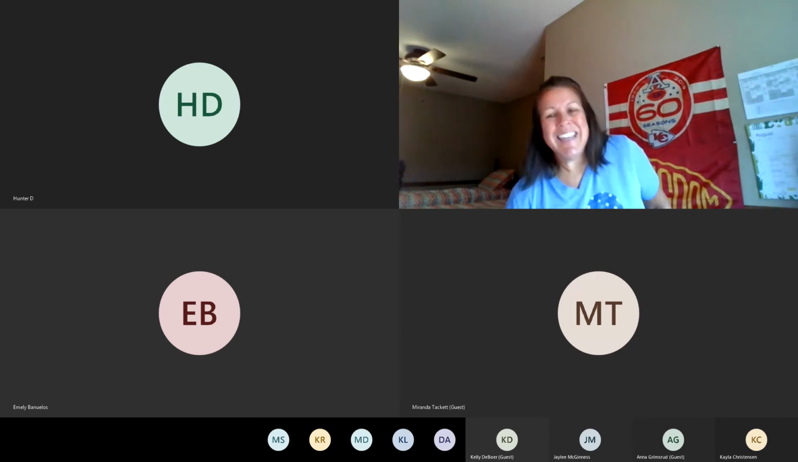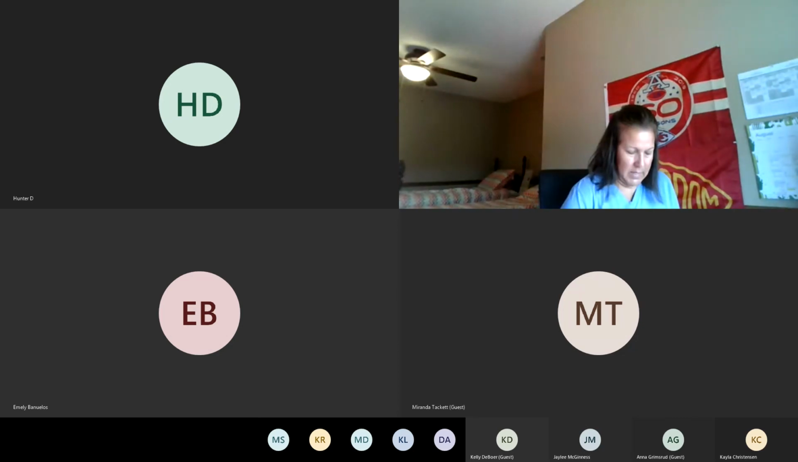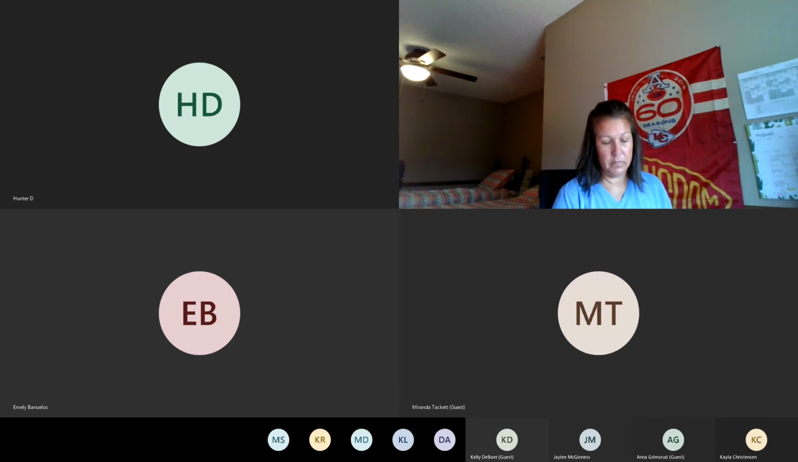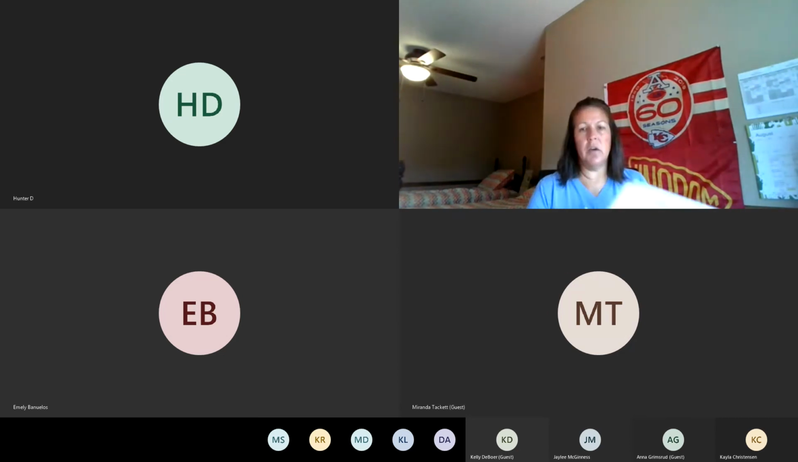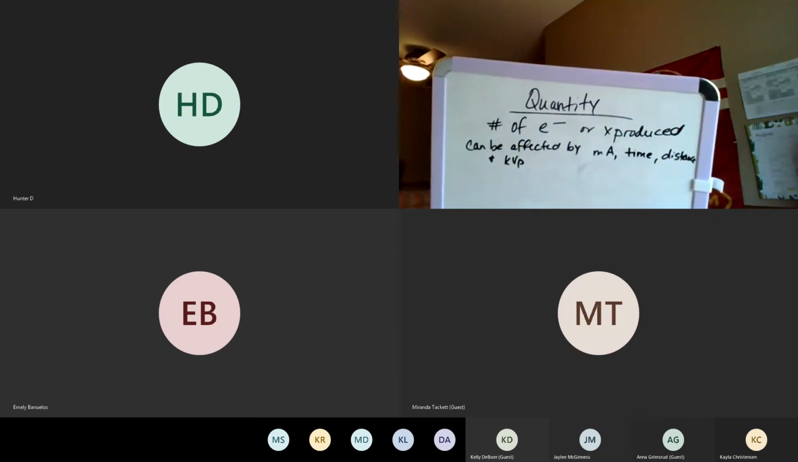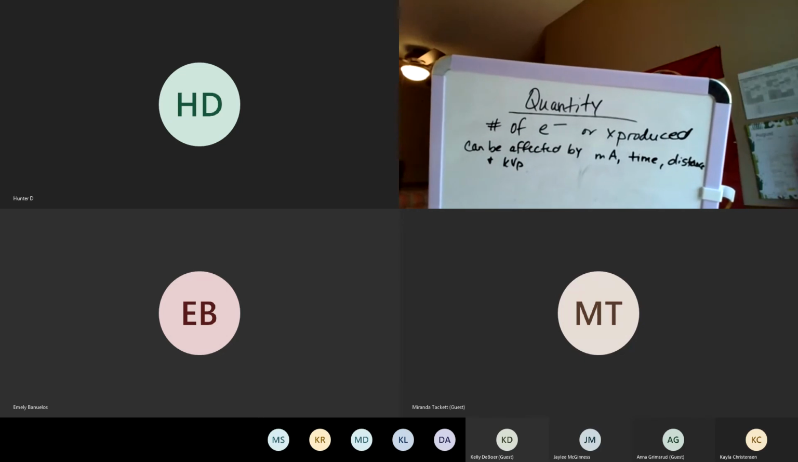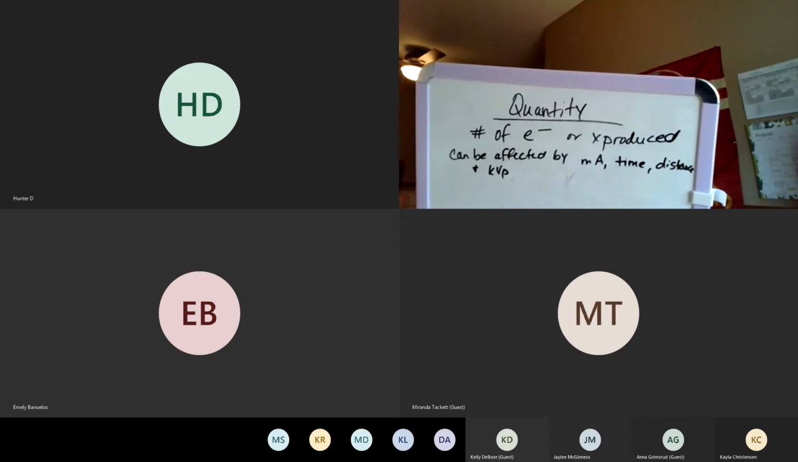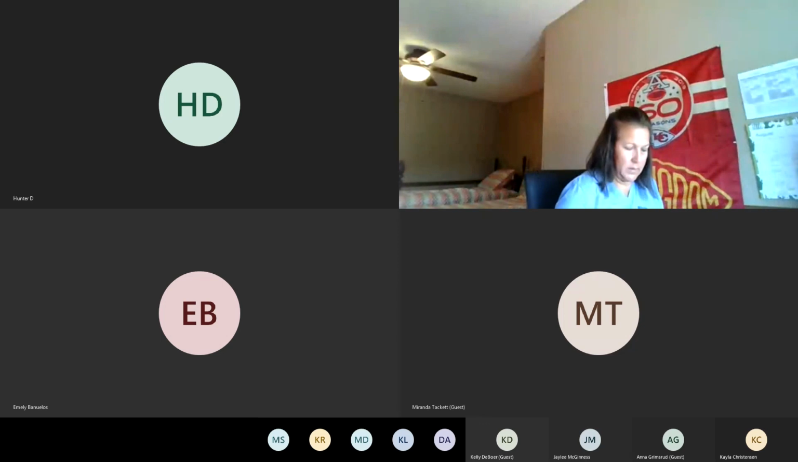Now, the quantity can be affected by mA, time, distance, and somewhat kVp, okay? So I would make my little chart like this, and I would list everything that has an effect on quantity. So the controlling factor of quantity is mA and time, not kVp, remember.